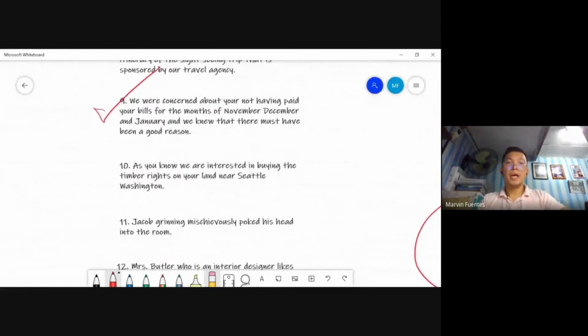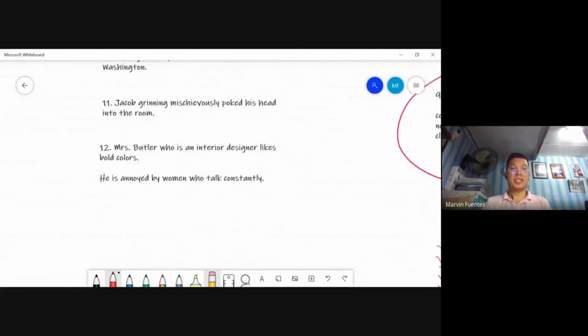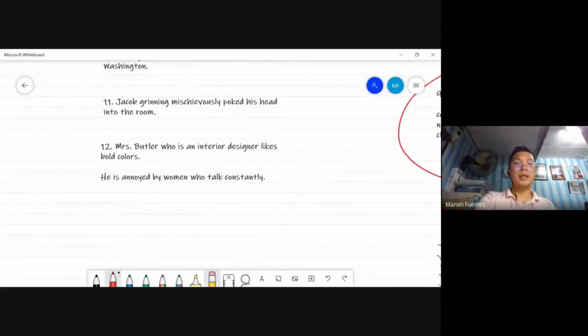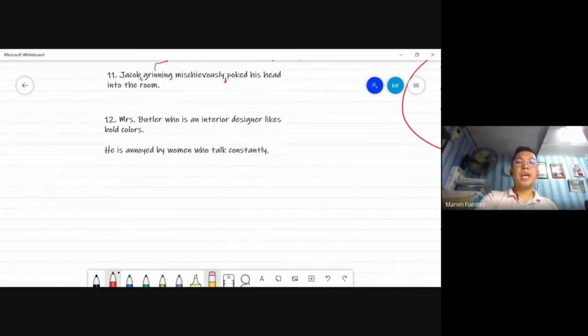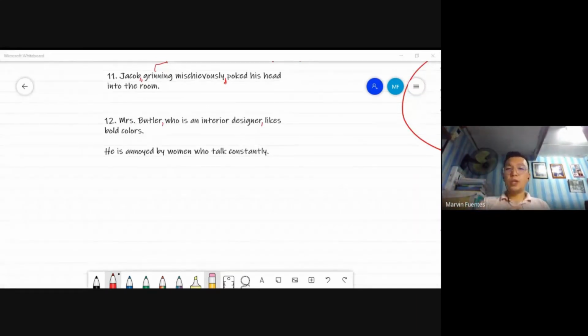Class, if you look at this specific sentence, this is the one I'm talking about. You have to put a comma before greening and after mischievously, because this greening doesn't function as a verb but as an adjective itself. So this is non-essential, so it's okay to put a comma. But here, Mrs. Butler, who is an interior designer, likes bold color, class. This is what we call the adjective clause.